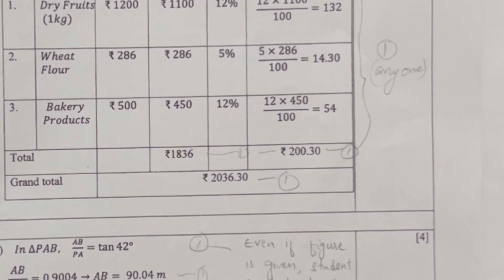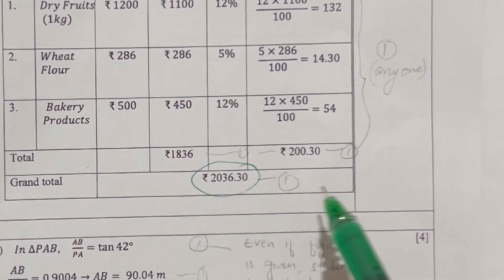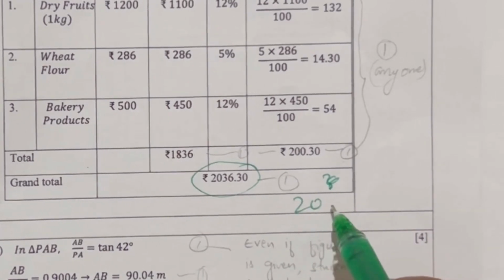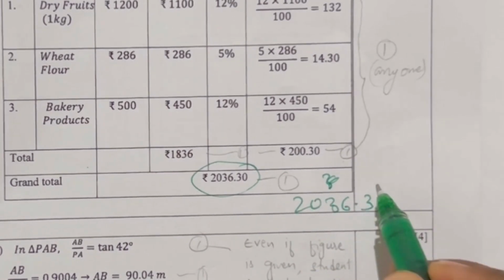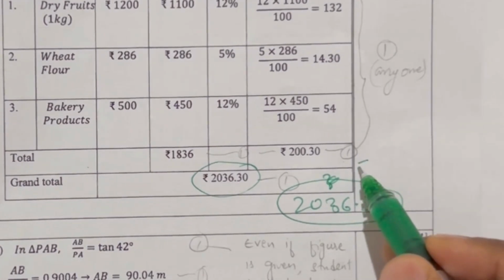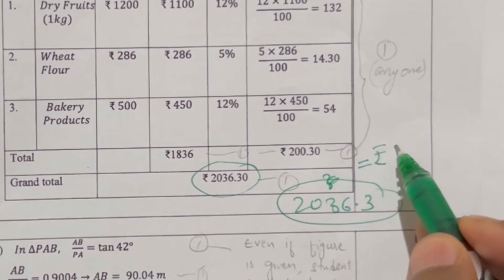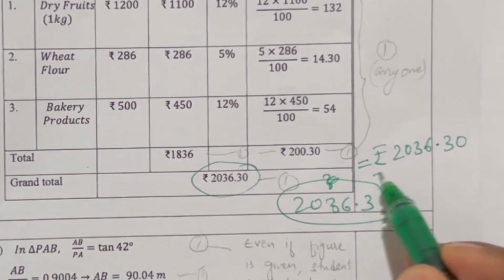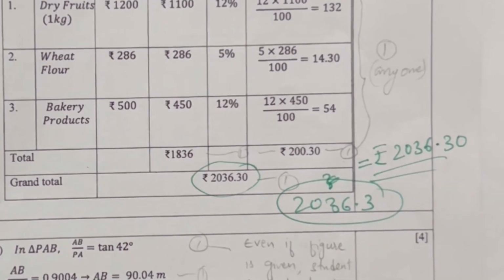And also one more thing to note in questions involving money is your final answer. If you get the answer in this form, 2036.3, when you write the final answer, after the decimal there should be 2 digits. That means you should write the answer like this, rupees 2036.30. Okay, if you get only 1 digit, you have to make it 2 digits if the question involves money.